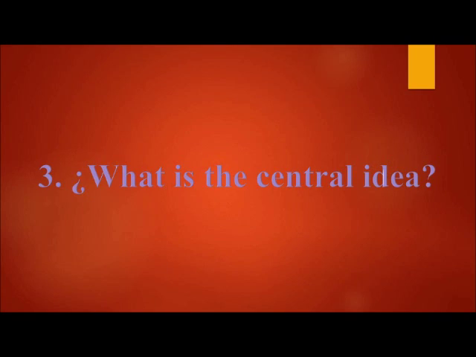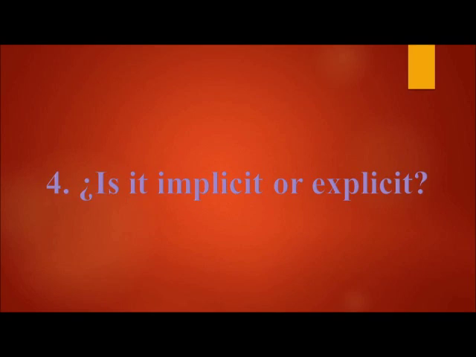3. What is the central idea? The idea starts with the investigation of a city. The plot basically revolves around what happens in a hotel room, in this case room number 13. 4. Is it implicit or explicit? The opinion is explicit, because with the title of reading we know that what we are going to read is something that happened in a room number 13.